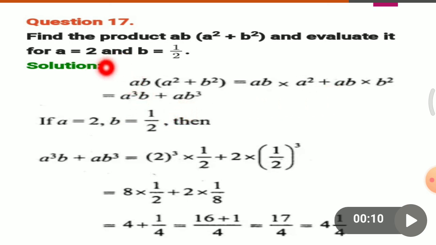You write the value a equal to 2 and b equal to 1/2. So a³b plus ab³ means 2 power 3 multiply 1/2 plus 2 multiply (1/2) power 3, which means 8 multiply 1/2 and plus 2 multiply 1/8. You cancel it: 8 times 1/2 is 4, and 2 times 1/8 is 1/4, so 4 plus 1/4. You take the LCM of 1 and 4, so 16 plus 1 by 4 means 17/4. You convert it into the mixed fraction. Answer is 4 whole 1/4.